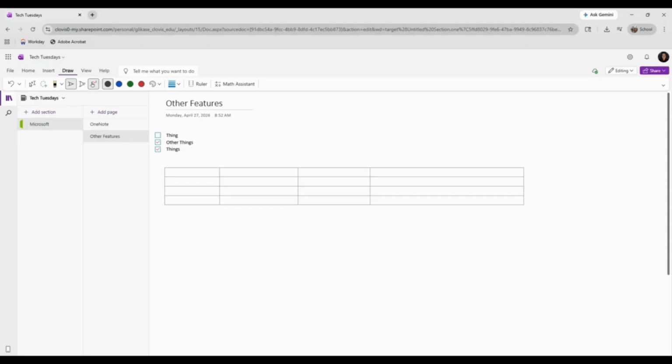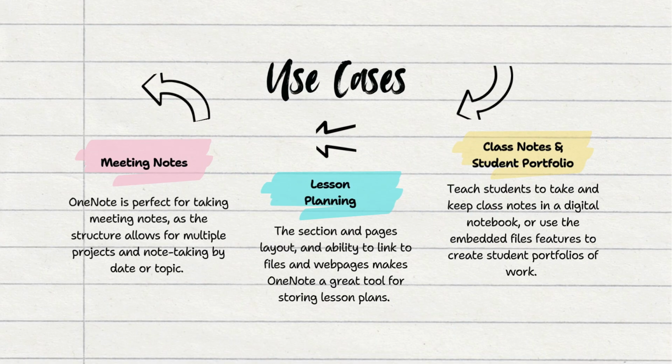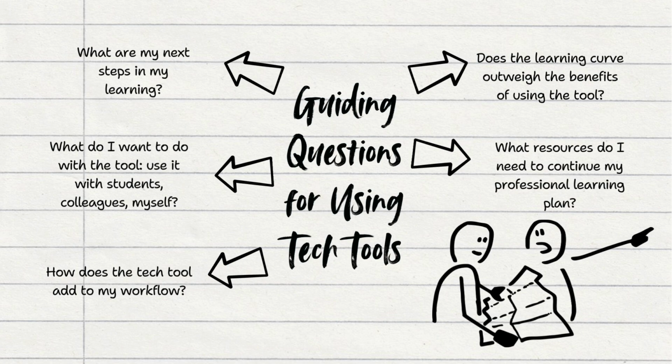The last feature I want to highlight is the Draw feature. If you go to the Draw tab, you can actually pull up a pencil or a highlighter, and you can freehand on your OneNote. So if you're using a tablet or a touch screen, this is another great option for actually handwriting or drawing your notes as you're working with your notebook.